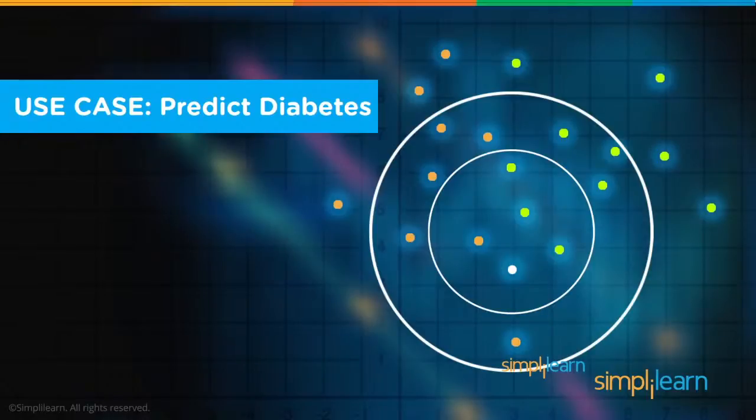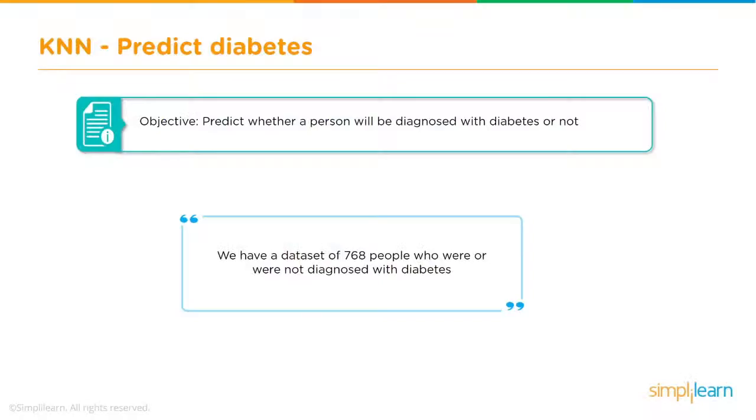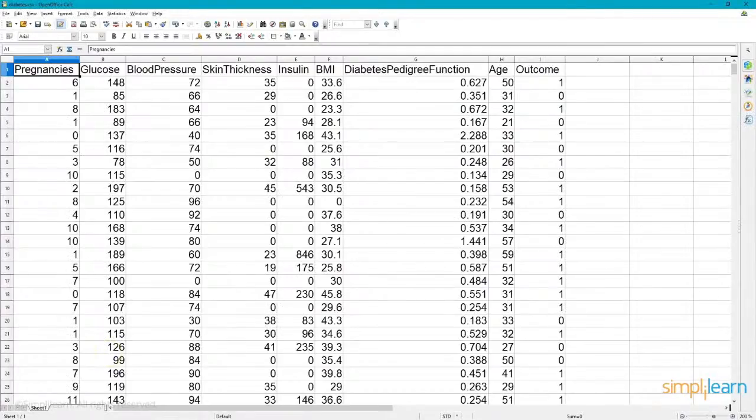So let's dive into the predict diabetes use case. The objective: predict whether a person will be diagnosed with diabetes or not. We have a data set of 768 people who were or were not diagnosed with diabetes. Let's go ahead and open that file and take a look at the data. This is in a simple spreadsheet format. The data itself is comma separated, a very common way to get data. You can see we have columns A through I, that's 1, 2, 3, 4, 5, 6, 7, 8 columns with a particular attribute, and then the 9th column, which is the outcome, is whether they have diabetes.